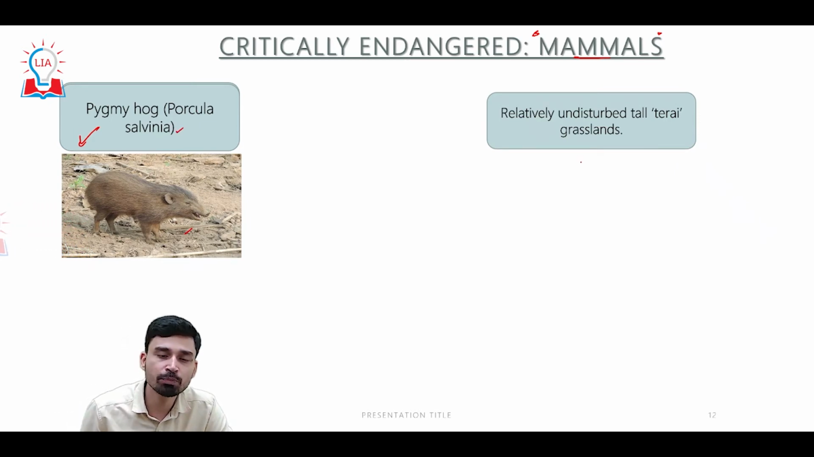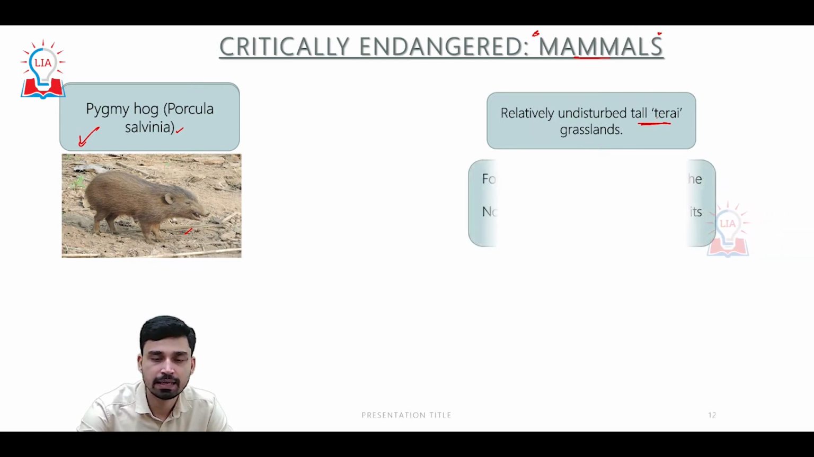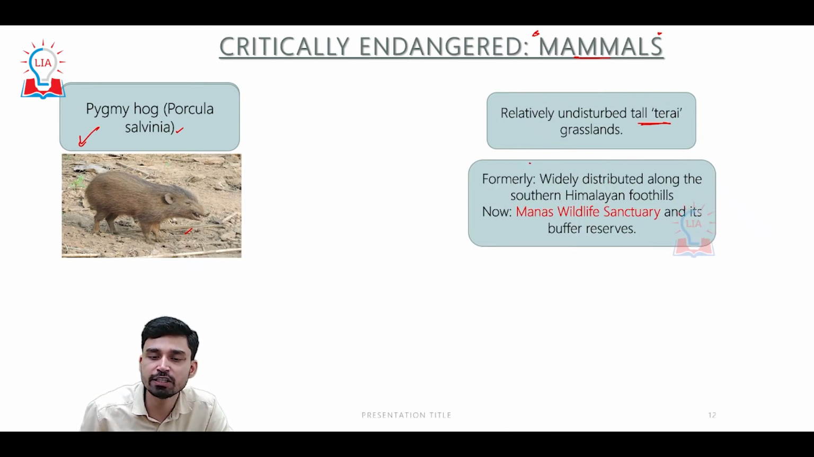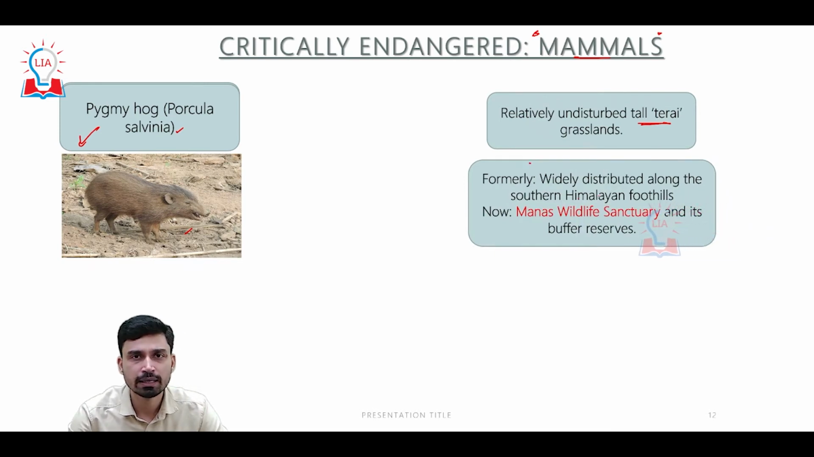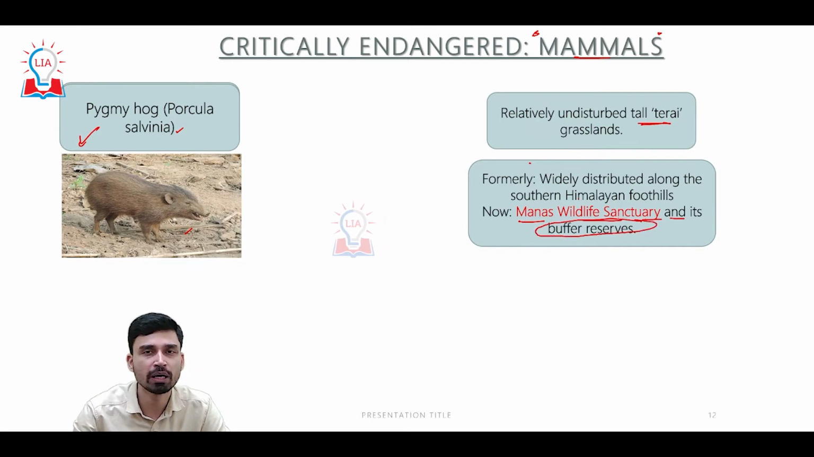Pygmy hogs live in relatively undisturbed tall terai grasslands, and formerly they were widely distributed along the southern Himalayan foothills, but due to the cutting down of this grassland, as discussed before, the terai grasslands are continuously being converted into agricultural land. So we have continuous habitat fragmentation and habitat destruction. Due to this, now the Pygmy hog is found only in the Manas Wildlife Sanctuary and the buffer reserve of Manas Wildlife Sanctuary.